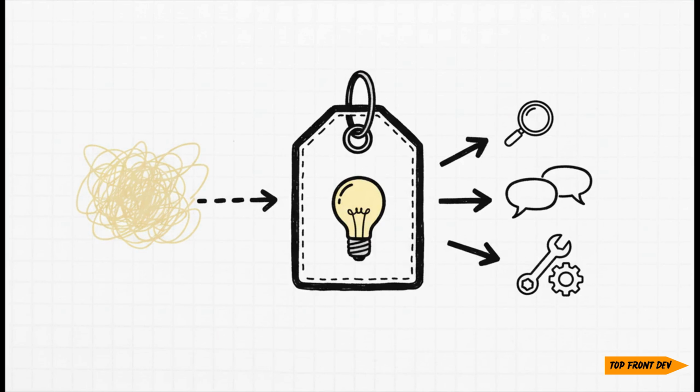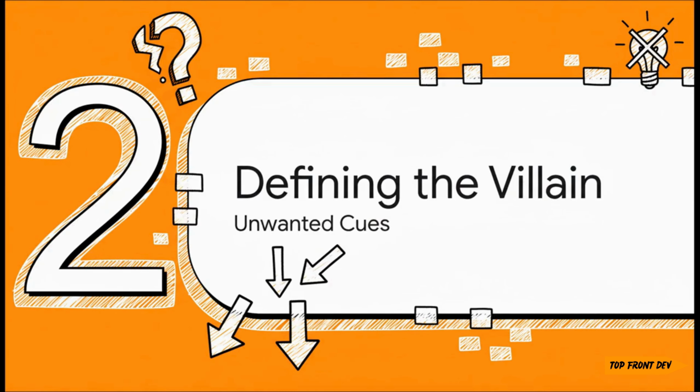So let's give this problem a proper technical name so we can talk about it like pros. We're going to call them unwanted cues. And look, this isn't just some fancy jargon. It's a handle. It's a term that lets you identify, discuss, and systematically hunt down and eliminate these issues from your apps.